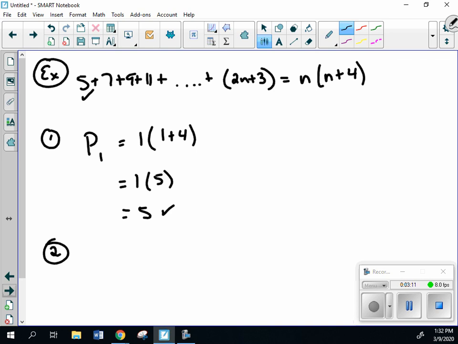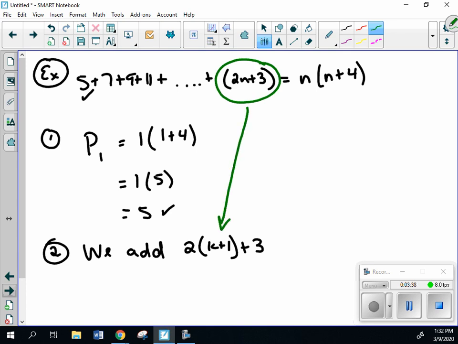The next step is to actually figure this out and make sure that it in fact works for the next term and the next term after that. So when we do this, we're taking that k plus 1 and we're substituting it into both sides to show that we can get the same thing. So in this situation, we add 2 times k plus 1 plus 3. And the reason why is because that came from here. And we're just adding that next term, that k plus 1.